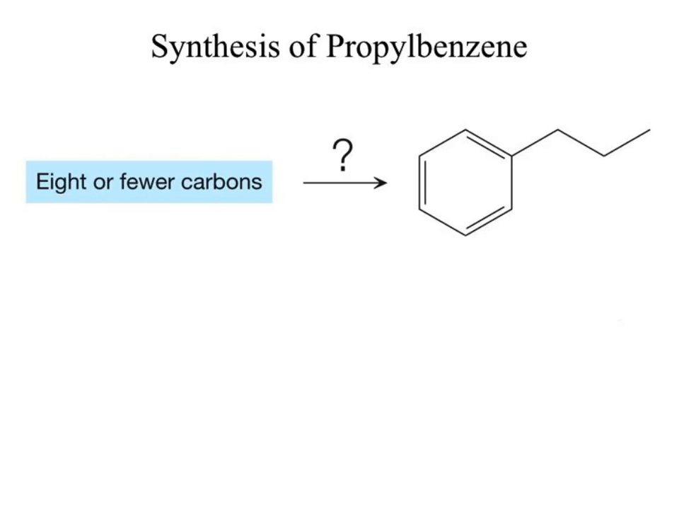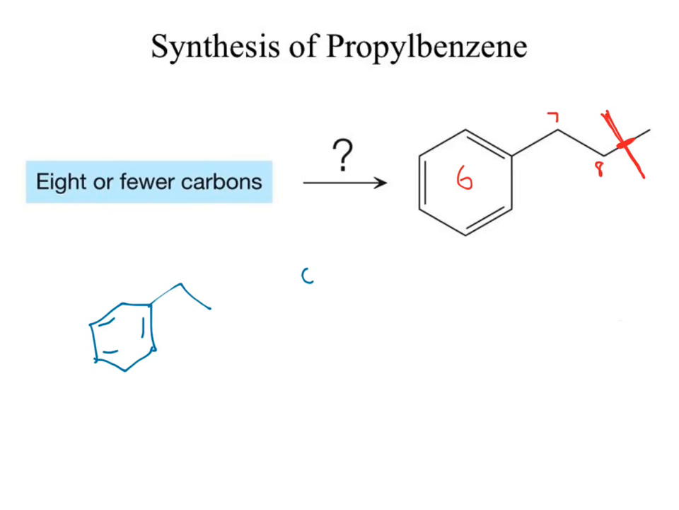I agree, let's make that last one. Let's make this one, because our rule was 8 or fewer carbons. There's 6 here, 7, 8. So I need to make that bond. Okay, so if I cleave this, I would end up with this guy.